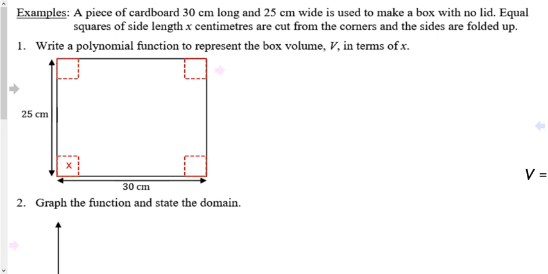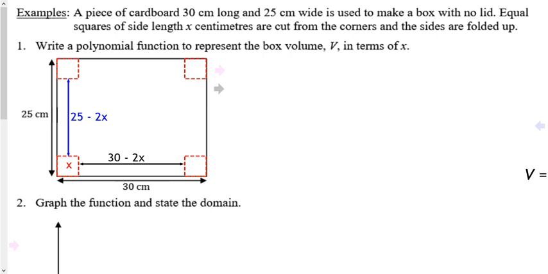So for this open box, the side length for each of the squares we're cutting out in the corners is x, and we want a polynomial function to represent the volume of the box in terms of x. So what I'm going to do is think about the distance in between here. Once I fold up the sides, the height of my box will be x.